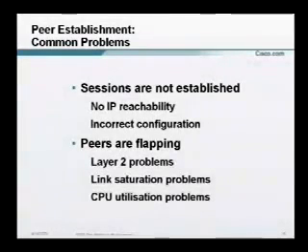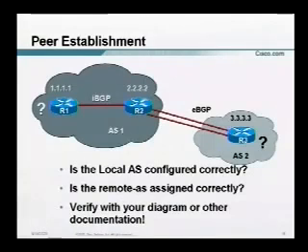Okay, so some of the common problems: no IP reachability, incorrect configuration, and flapping peers, another issue. There could be layer 2 problems. They're the most common. Link saturation problems or CPU utilization problems all give you flapping peers. So let's have a look at the peer establishment. You have a simple situation like this, trying to bring up a session between router 1 and router 2.